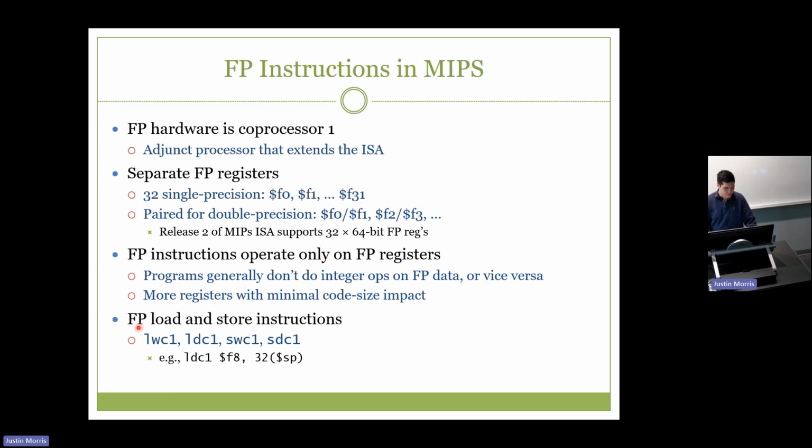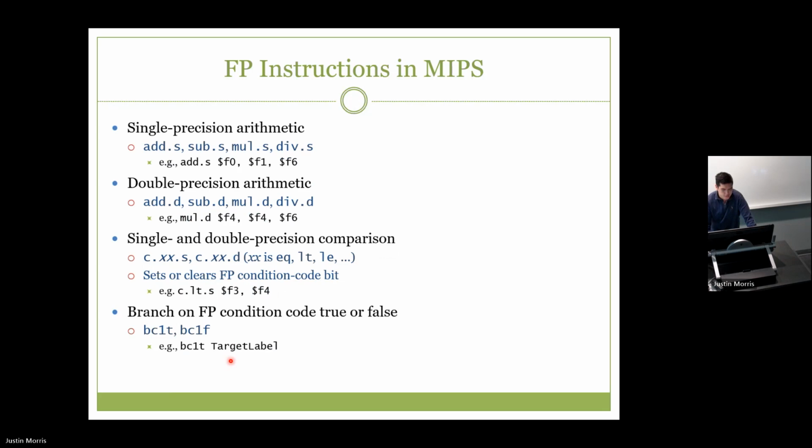And then we have these instructions for MIPS. Floating point load and store instructions, so load words that would load into the floating point register base. And then we have our different arithmetic operations. We have them for single precision and double precision. So we can add .s for single precision, add .d for double precision floating points.